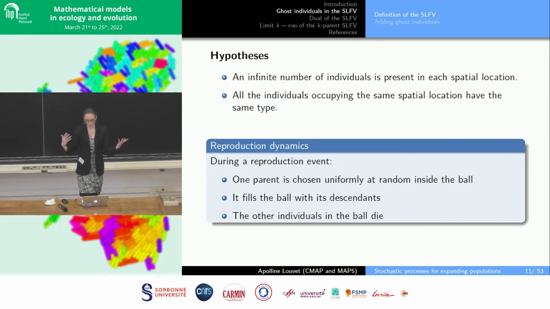And then to define our reproduction dynamics, we will consider that whenever a reproduction event occurs, we choose one parent uniformly at random inside the ball. The parent reproduces, its descendants fill the ball, and the other individuals in the area die. Nothing occurs outside the area.